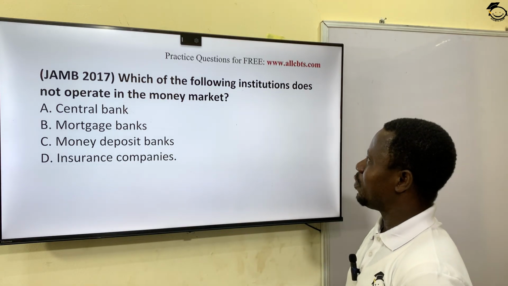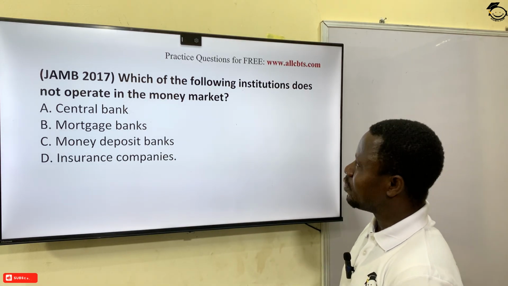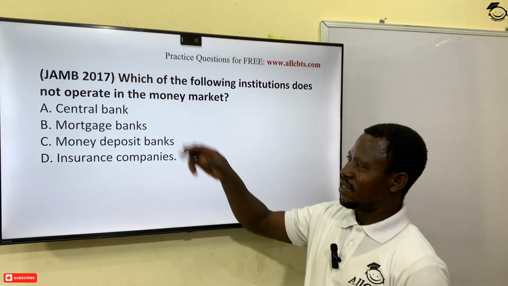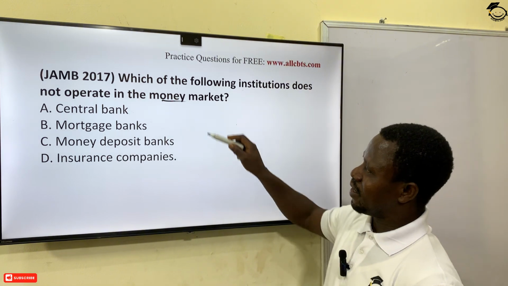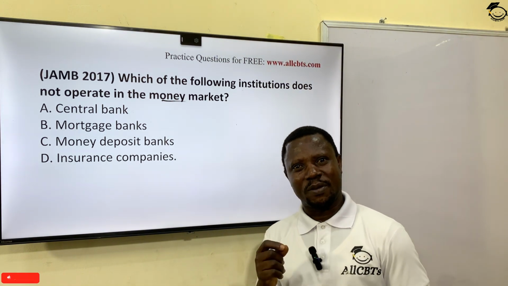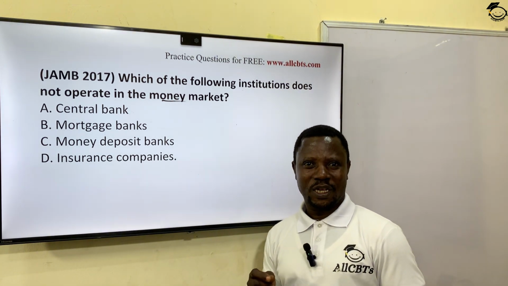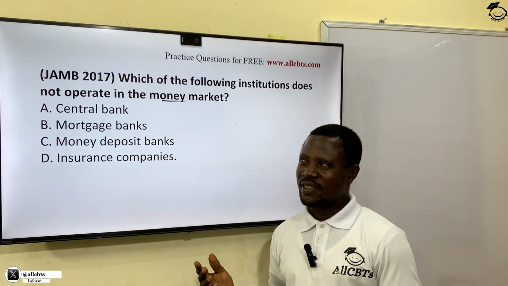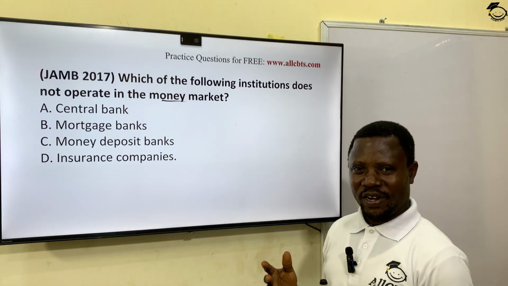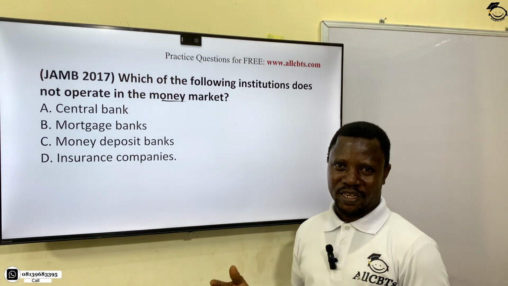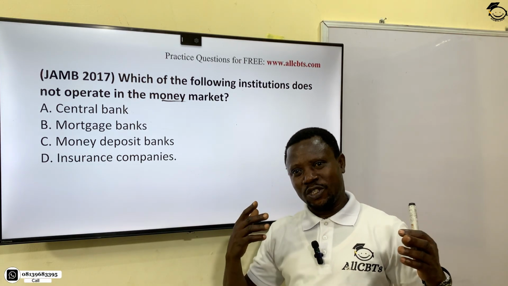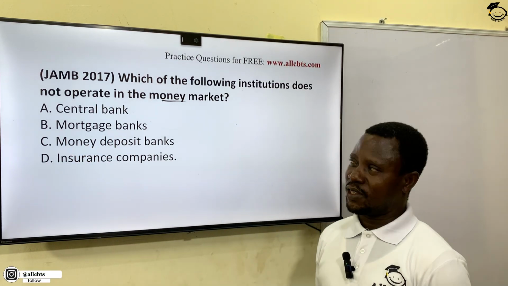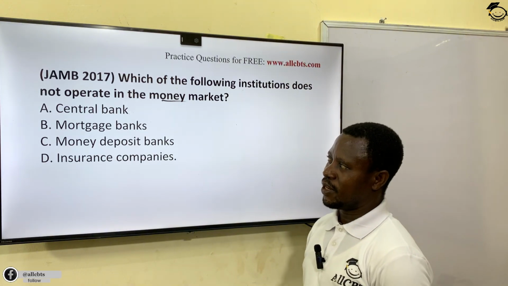Which of the following institutions does not operate in the money market? What is a money market? A money market is a market where you can get short-term credit facility, short-term loan, six months, one month, one year, all right? Where you can get such credit facility is called money market. It's different from capital market where you can get what? Long-term facility, okay? You can do business deals for a long time.